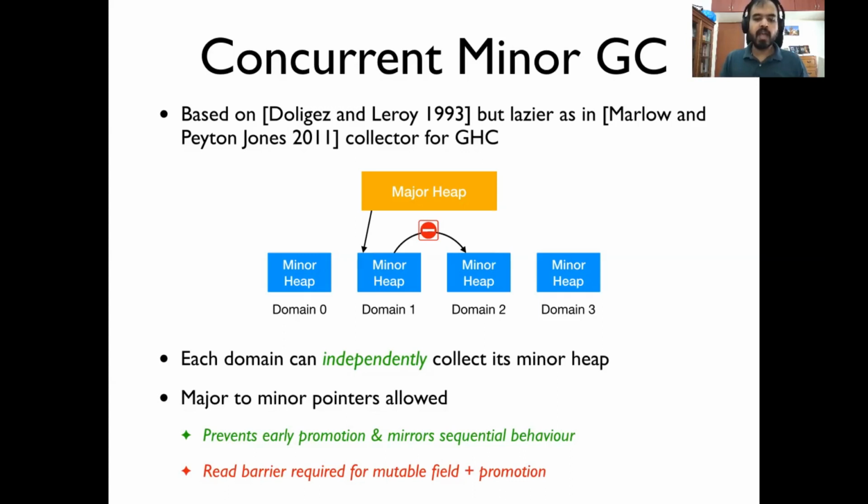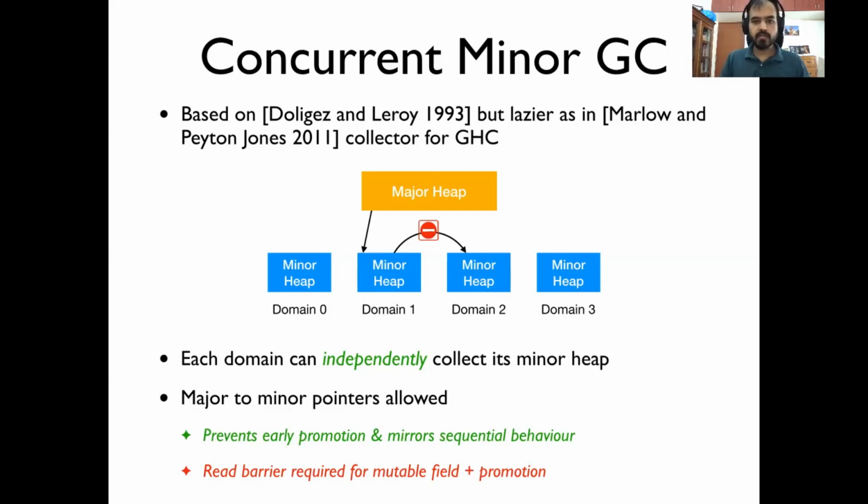Unfortunately, what this does is a particular domain may follow a pointer from the major heap to a minor heap in a remote domain, and this would break the invariant that we had. So what we instead do is insert a read barrier on reading OCaml object fields, which detects whether the result of the read is going to be a value in a remote minor heap, in which case the domain sends an inter-domain interrupt requesting the target domain to promote the object, which in turn might perform a local minor garbage collection. And then the execution proceeds.